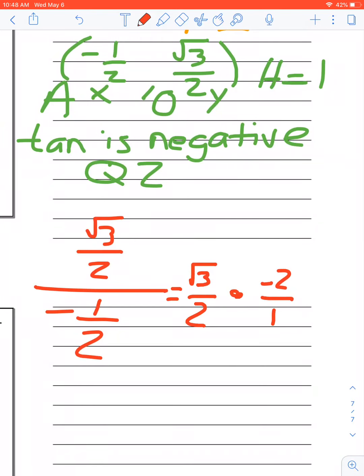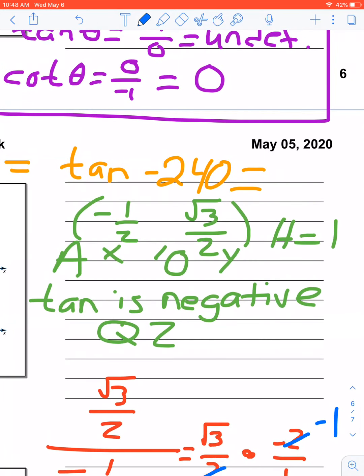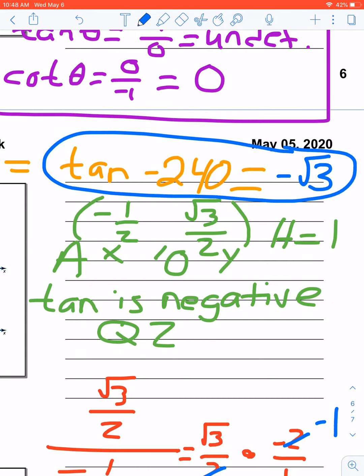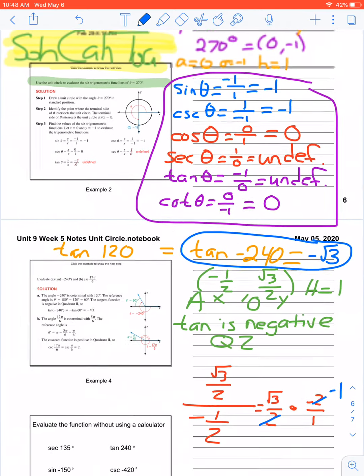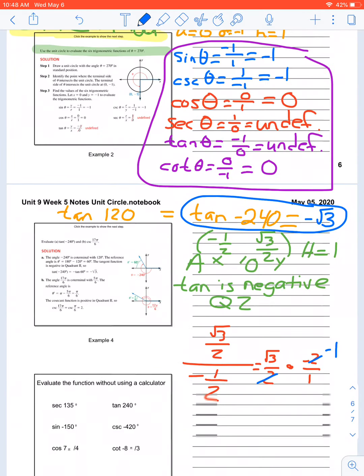Stay, change, flip. Then if I can, I cross simplify. Well, this goes away with this and I get a -1. So tangent of -240 is -√3. I do not give out the decimal. I keep it in exact form with the square root there. So tangent of -240 is -√3, and that would be my answer. So that's what I do for every single one.